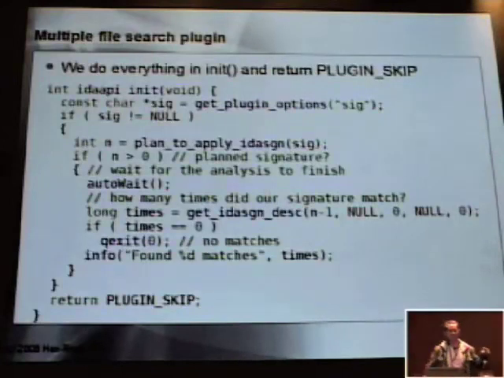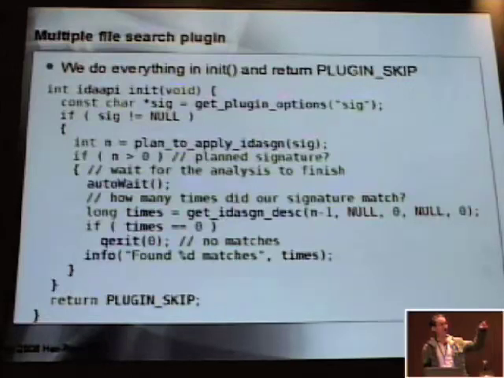First of all, we check if there are any options for us. If there are some options, it means that IDA was called in a special mode for us. We don't want IDA to do all this stuff when you want to analyze a file in an interactive mode; this plugin should not intervene. So that's why we check the plugin options first. If there are some options in the command line for us, then we apply a signature file to the database.